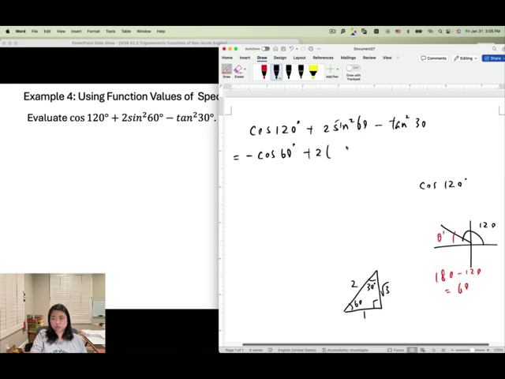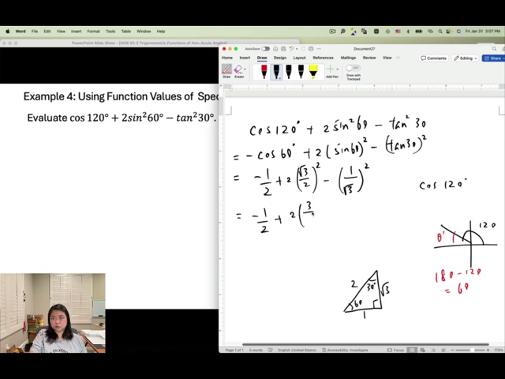And then plus 2 sine 60. I just take out the square here. Same idea for this one. Cosine 60 will be 1/2. Sine 60 will be root 3 over 2. Take the square. And then tangent 30 will be opposite over adjacent. So that will be negative 1/2 plus 3 over 4, and then minus 1 over 3.